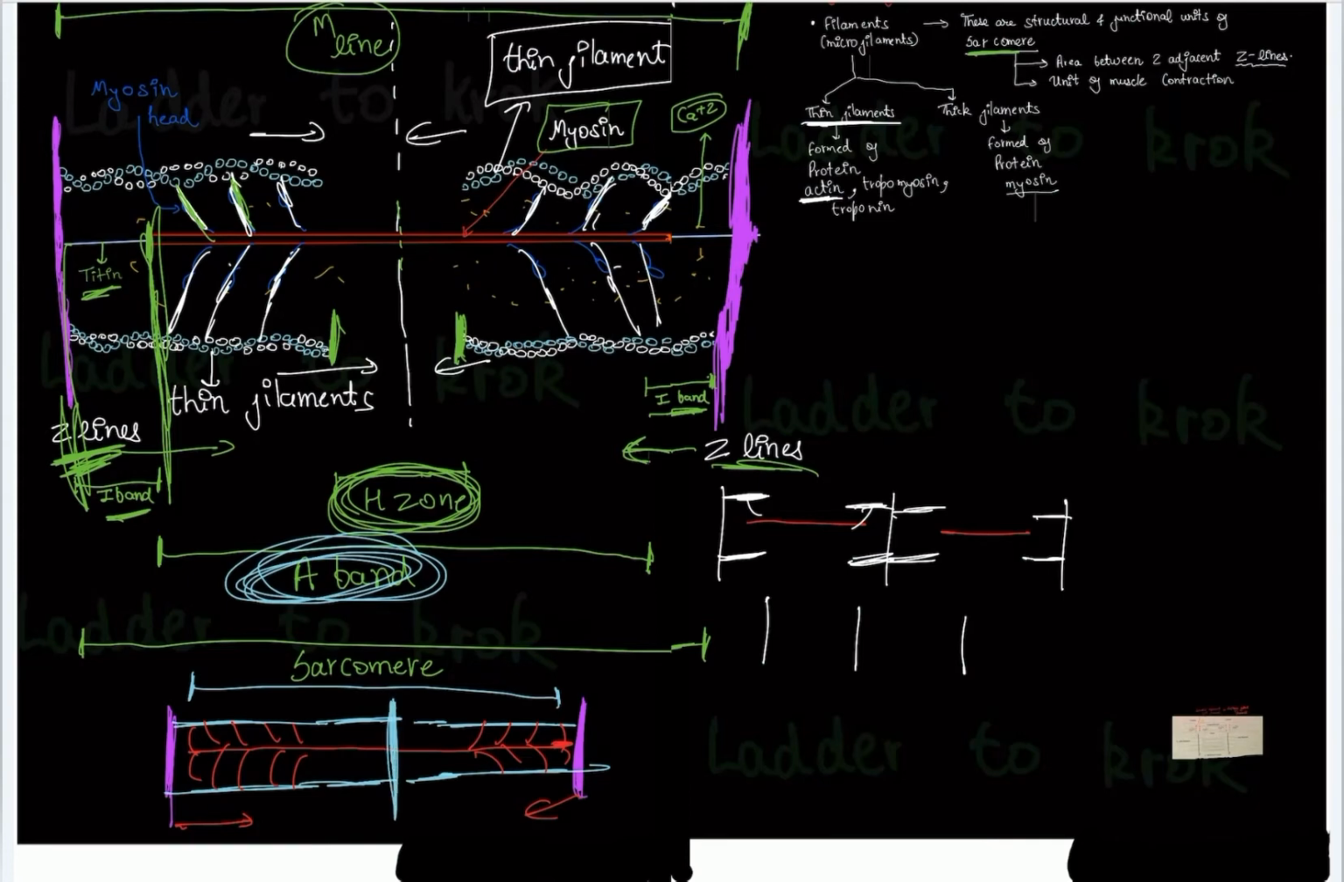Now just imagine this is the M line, or middle line. What will happen to this I band? It will reduce so much that it almost disappears. What will happen to this H zone? It also almost disappears. And what happens to the sarcomere? Sarcomere is the distance between two Z lines. It will also reduce, but it does not disappear.